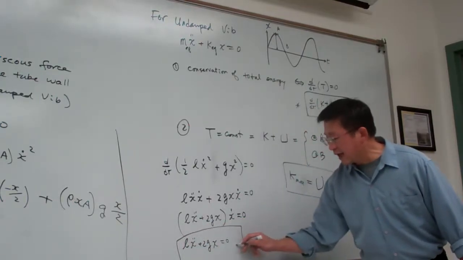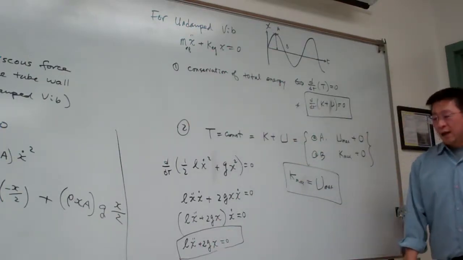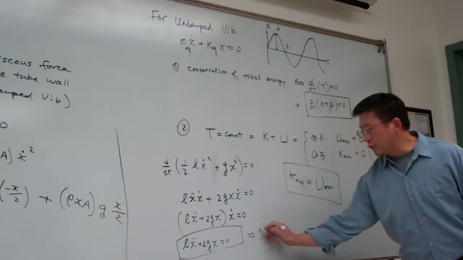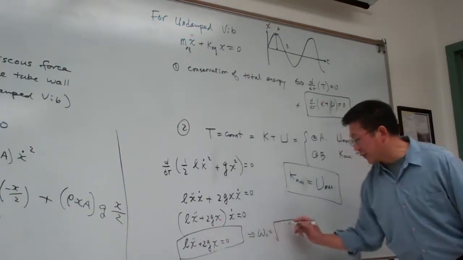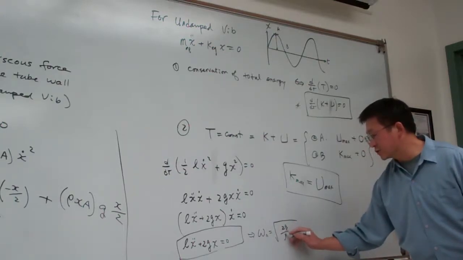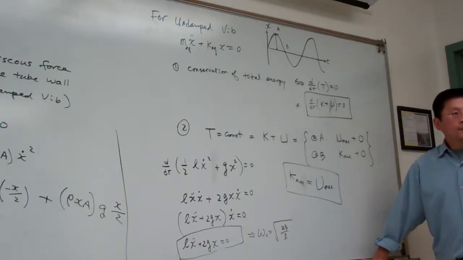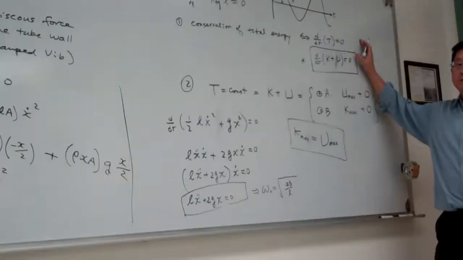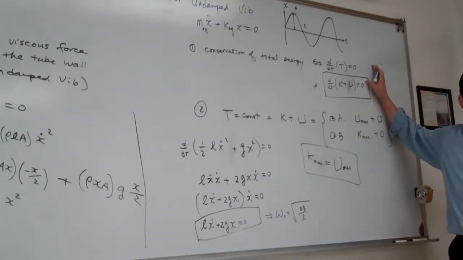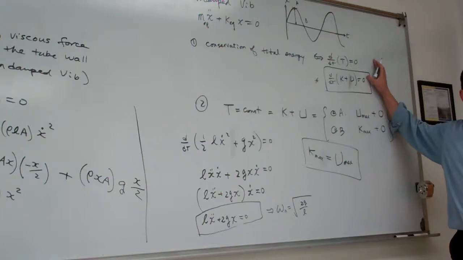From here, this is actually our equation of motion. And from the equation of motion, you can right away write down the natural frequency: omega equals the square root of 2g divided by L. Okay? So using the second approach, we are going to do this again in the multiple degree of freedom case, probably in November. And this is the energy-based formulation.